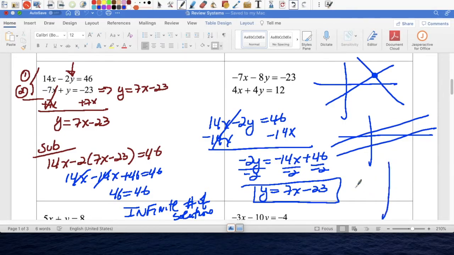But then we have a situation like this. We have one line, then let me change colors, and the other line is right on top of it. So, right, they're all right on top of each other. So every single point on this line satisfies both lines. And how many points are there? Infinite number of points. Okay.